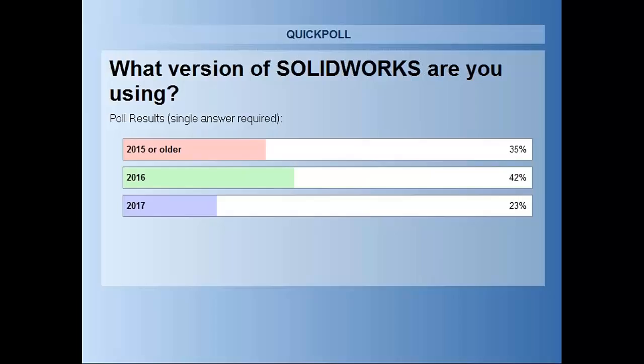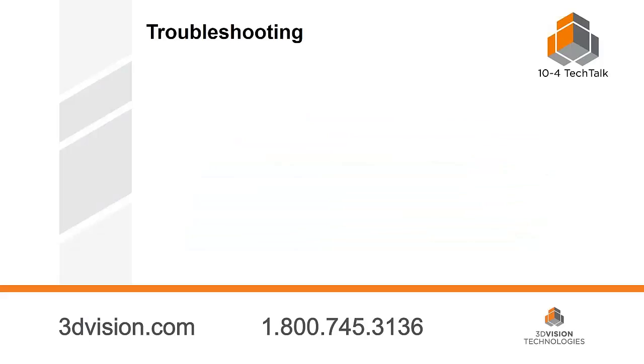That's great. Now, I mentioned that PDM Standard comes free with Professional and Premium. That's only with 2016 and 17. So that was a new addition in 16. So if you're at 2015 or older and you're looking at possibly getting PDM, definitely upgrade to 16 and then have those conversations with 3D Vision. We can help you through that process.